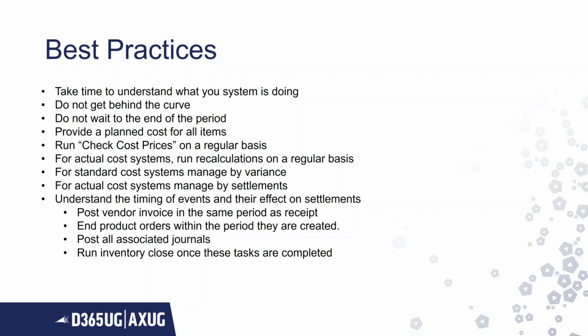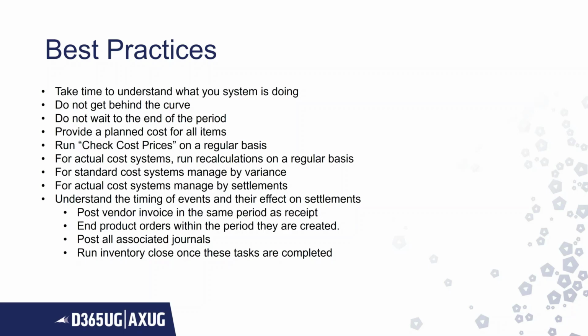What I recommend on standard cost systems is that you manage by variance. Look at your variances and start by saying, what are my biggest variances? Start with those first. Is it a problem with standard? Is it a problem with reporting? Where does the problem occur? And make the associated corrective actions.